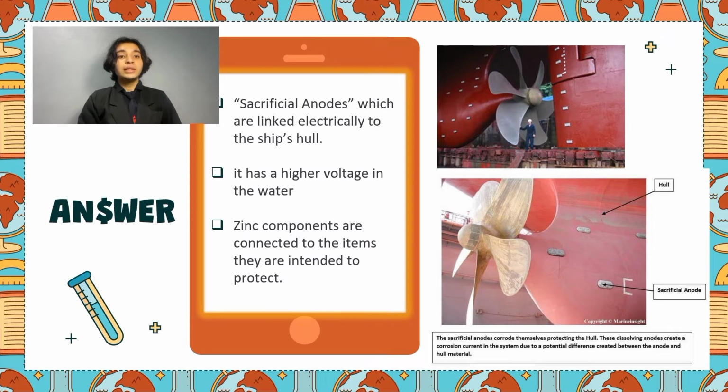Sacrificial anodes are linked electrically to the ship's hull. They are made of metals more reactive than the material used for the ship's body and systems. As such, they shield the ship's body and systems while the ship stays protected, giving rise to the name sacrificial anodes. Zinc is used because it has a higher voltage in water, so the current is more inclined to flow from it than from the propeller. To complete the electrical circuit, zinc components are connected only to the items they are intended to protect.